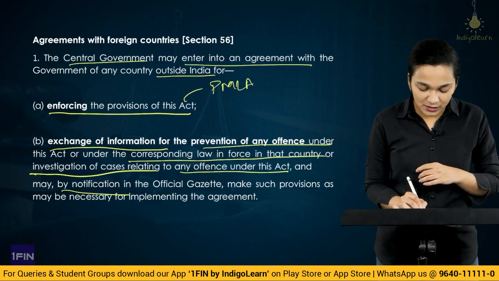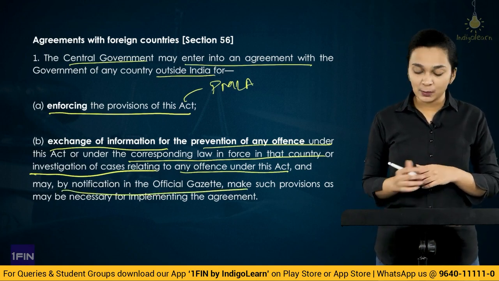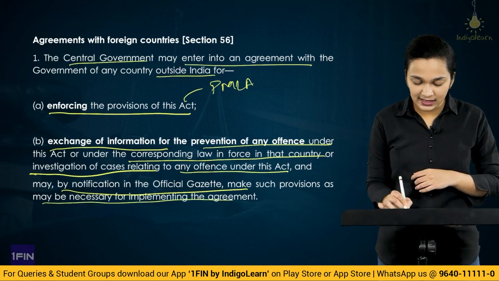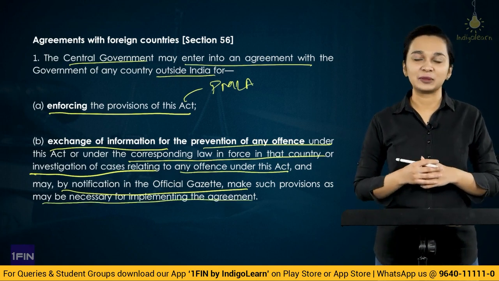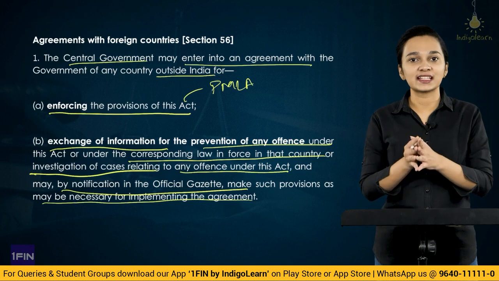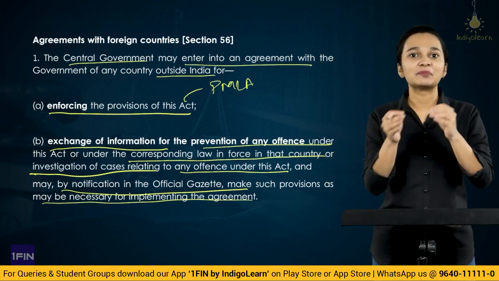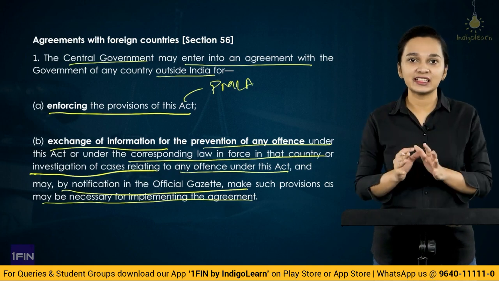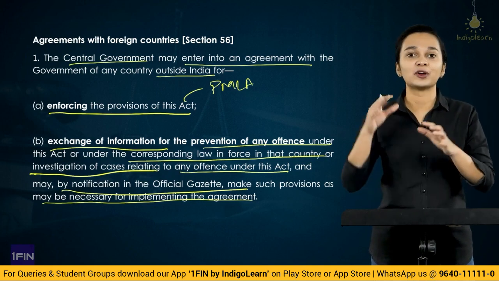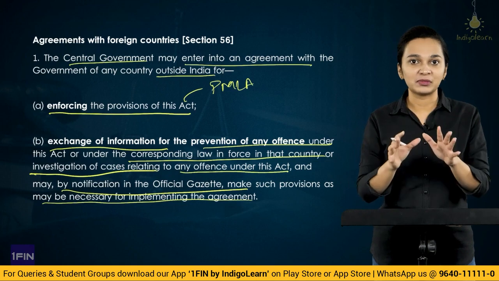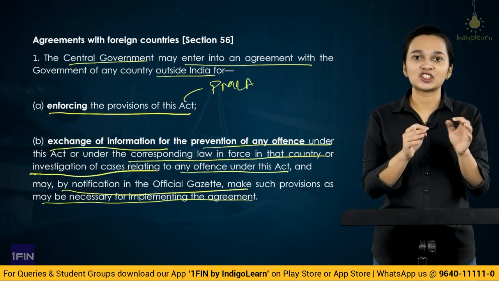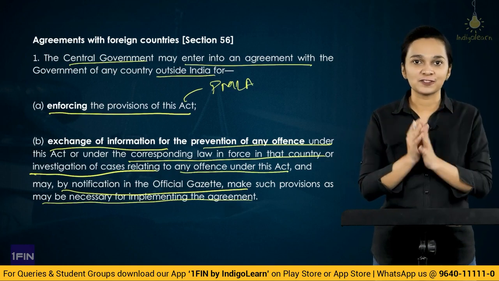And may by notification in the official gazette make such provisions as may be necessary for implementing the agreement. So by notification in the official gazette, they may notify certain provisions which would be necessary for implementation of the agreement. So this basically means that if any changes have to be made or any terms and conditions have to be mentioned, then it has to be clearly mentioned by a notification in the official gazette.